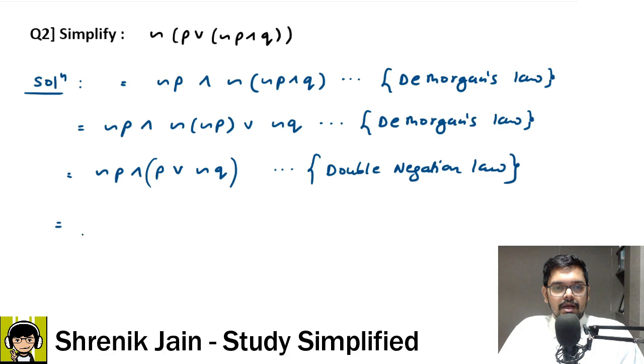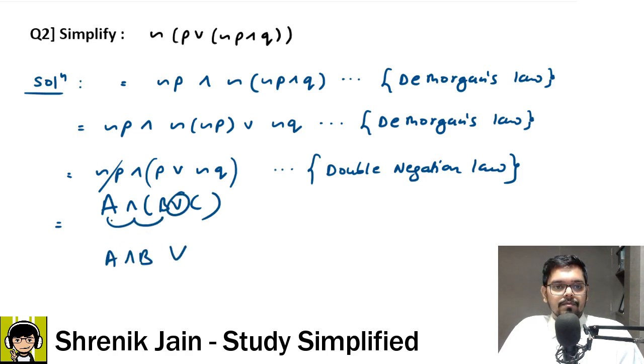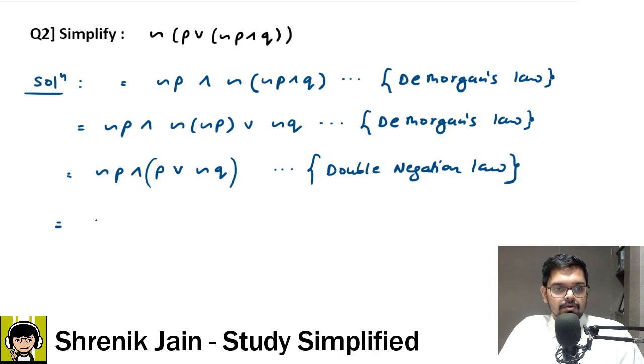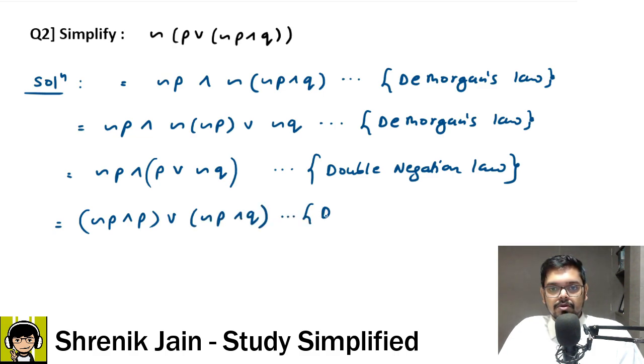It feels like we have A and (B or C). Distributive law can be used: A and B, then we have OR, A and C. Can we use the distributive law? Absolutely. Use the distributive law and say (negation P and P) or (negation P and Q). Understood. So the distributive law is applied.